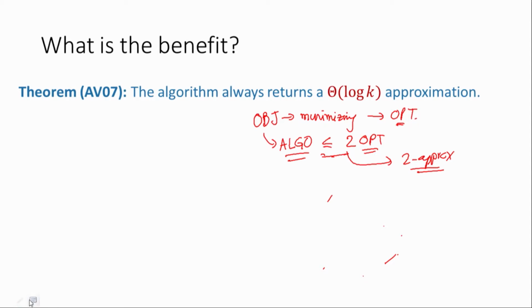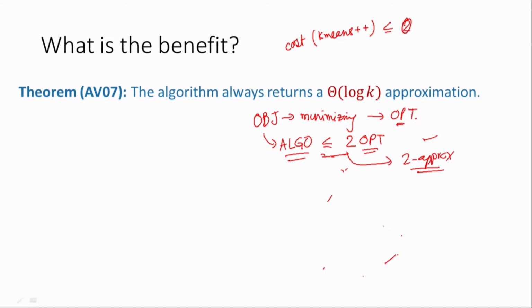Okay. So for this algorithm, what are we saying? We are saying that the cost of this k-means++, and remember the definition of cost remains the same, which is the k-means objective, will be at most some constant times log k of the cost of the optimal solution. Which is quite astounding.